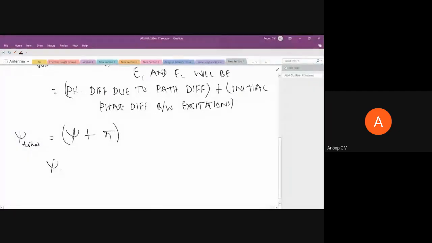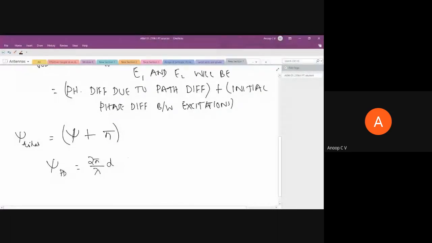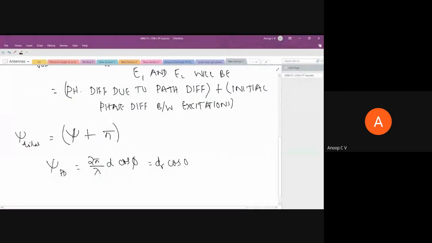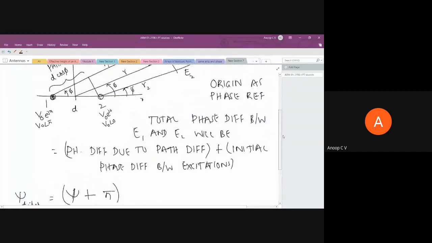Psi, I'll write psi PD, will be equal to 2 pi by lambda times d, which is equal to 2 pi by lambda times d cos phi, or else I can write it as d r cos phi. Now, the next part is a bit tricky.